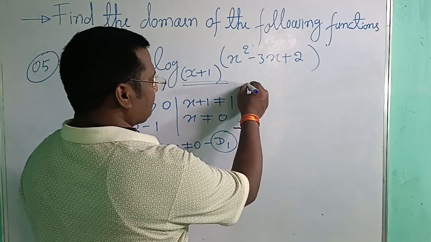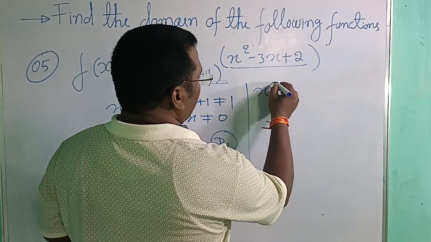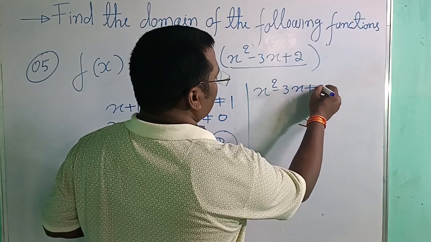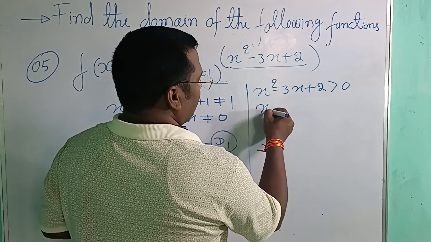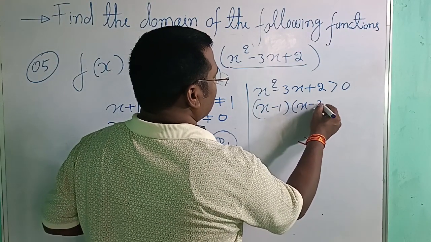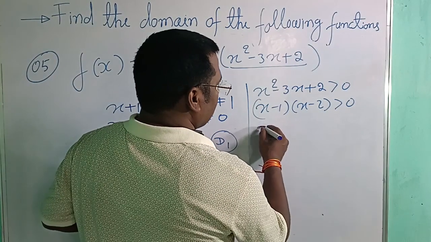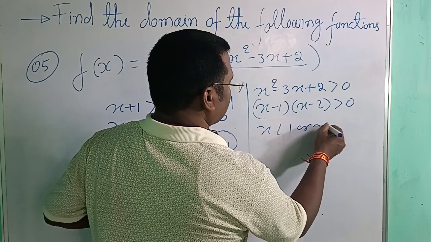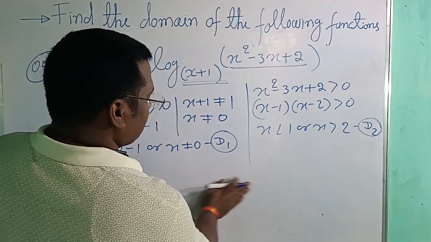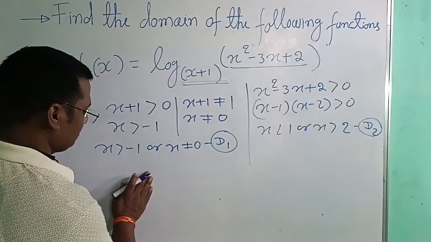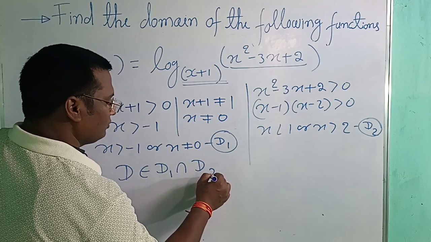Okay. Now this argument must be greater than 0. So x square minus 3x plus 2 greater than 0. So the factors of this, (x minus 1)(x minus 2), must be greater than 0. Okay. So from here x less than 1 or x greater than 2, this is domain 2. Now the domain belongs to D1 intersection D2.